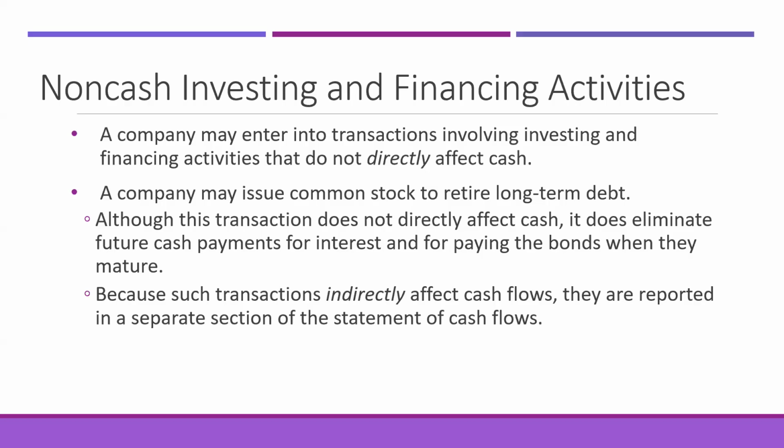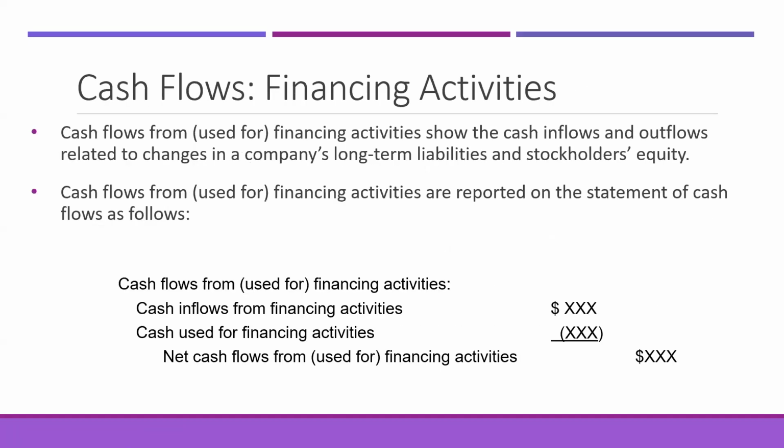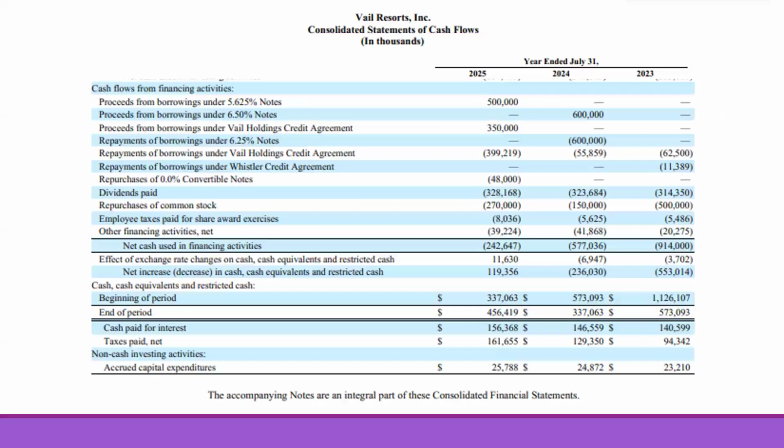Although this transaction does not directly affect cash, it does eliminate future cash payments for interest when the debt matures. Because such transactions indirectly affect cash flows, they are reported in a separate section of the statement of cash flows. So, for example, if we go back to Vail, I don't know if they had any special transactions.